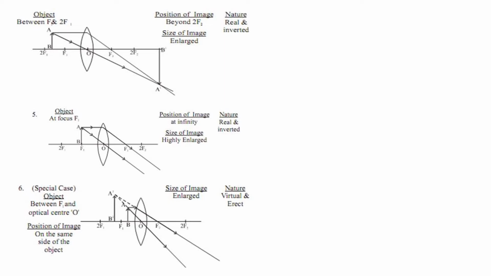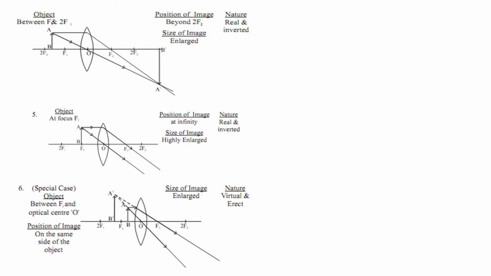So the image is formed. Now in this case, the image is formed beyond 2f2, that is the second center of curvature. How is the image? It is enlarged, real and inverted. Clear, students? So as your object is coming near to the lens, images are going far from the lens.